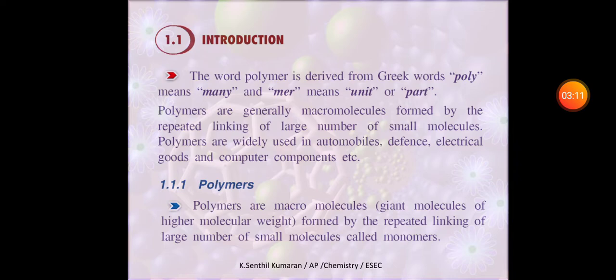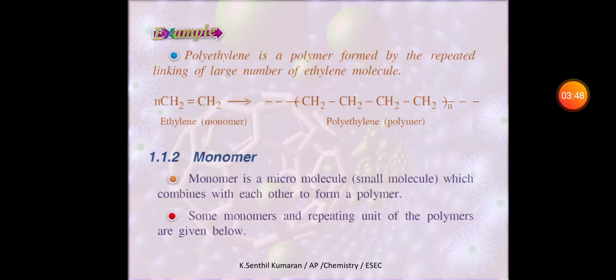Okay, now we are going to the definition of polymers. Polymers are macromolecules, that means they have higher molecular weight. They are formed by the repeated linking of a large number of small molecules or small units like monomers. So many monomeric units joined together to form a macromolecule are called polymers. The example for a polymer is polyethylene.